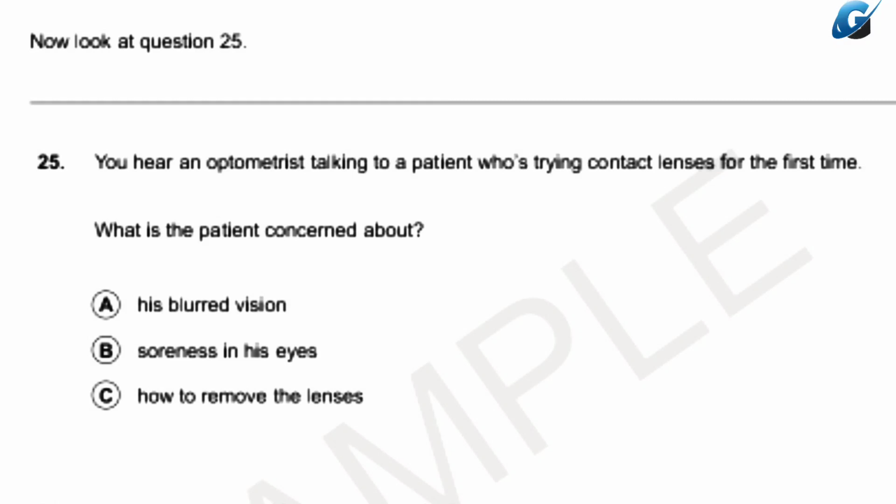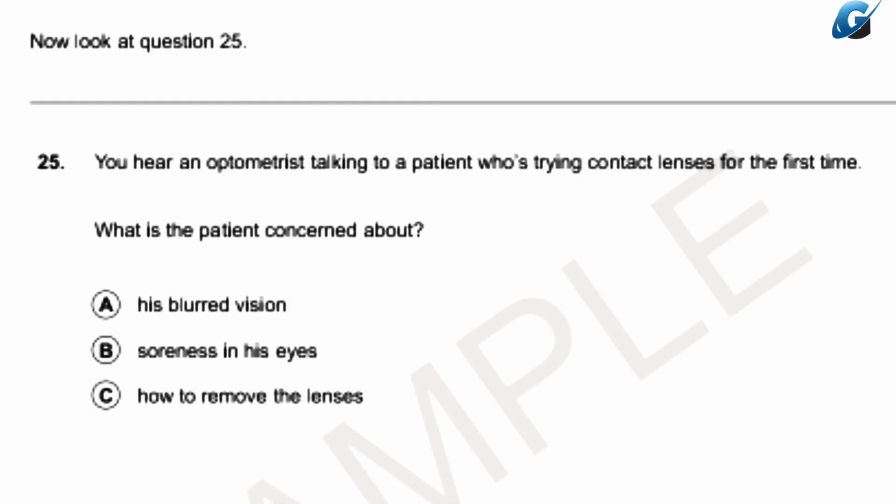So let's read the questions. You hear an optometrist talking to a patient who's trying contact lenses for the first time. Here, the person who talks is the optometrist. He's talking to a patient about the contact lenses because the patient is using them for the first time. And the question is, what is the patient concerned about?